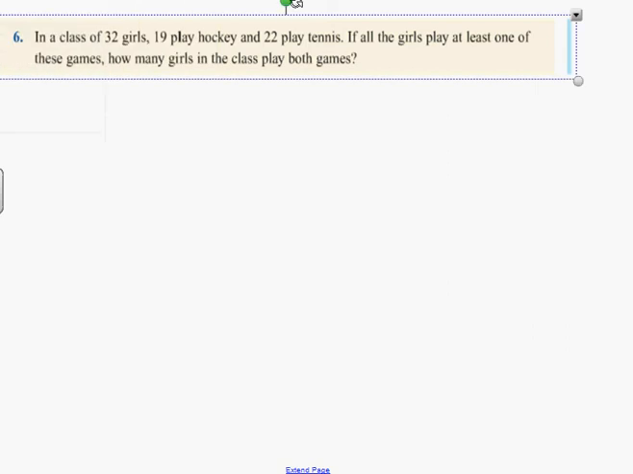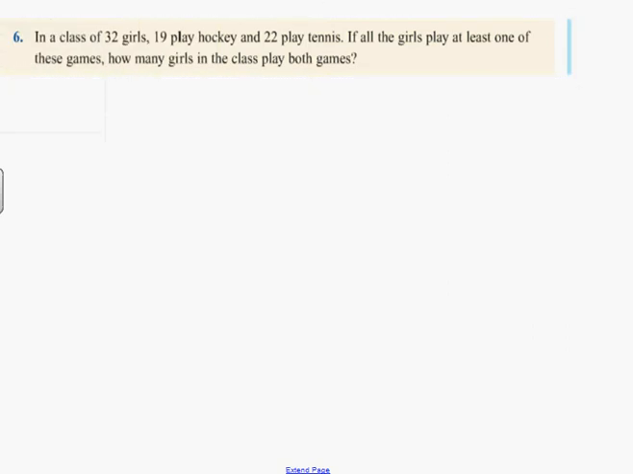What we have here is a class of 32 girls. 19 play hockey, 22 play tennis. If all the girls play at least one of these games, how many girls in the class play both games? Now, what does "if all the girls play at least one game" mean?